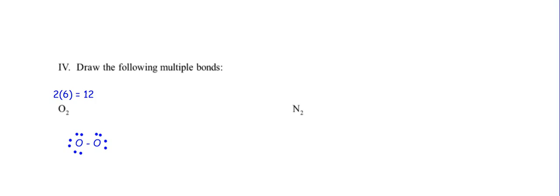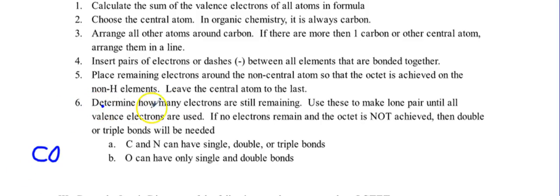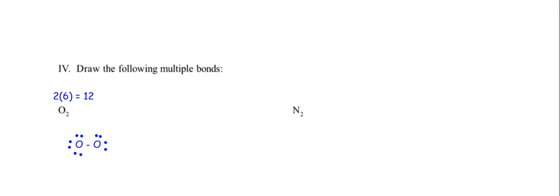Let's go back and look at the rules. Look at number 6. Determine how many electrons are remaining. Use these to make lone pairs till all the valence electrons are used. I did that. If no electrons remain and the octet is what? Not achieved, then the double or triple bonds are going to be needed. Okay, let's check this out. So double or triple bonds may be needed.